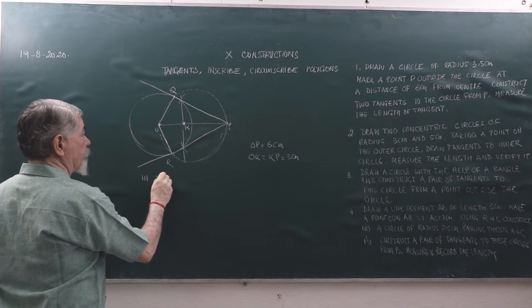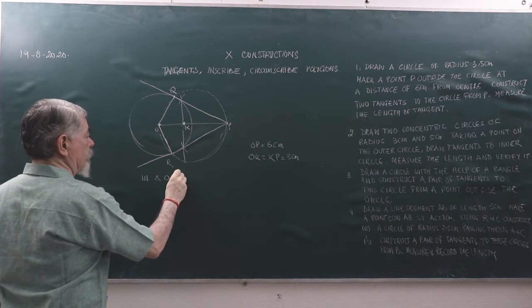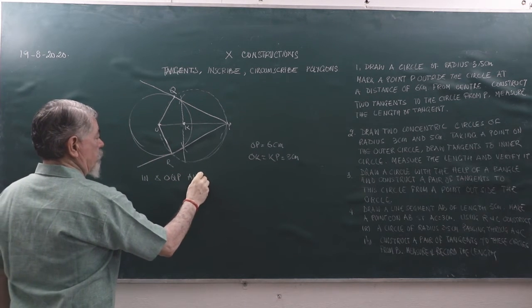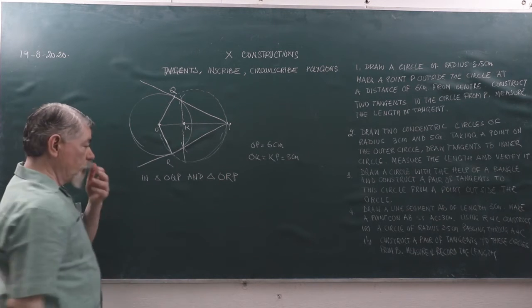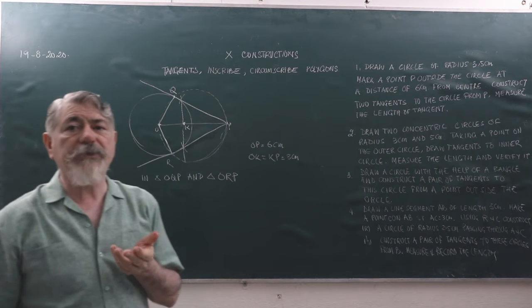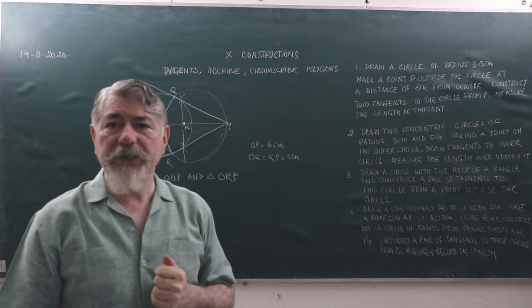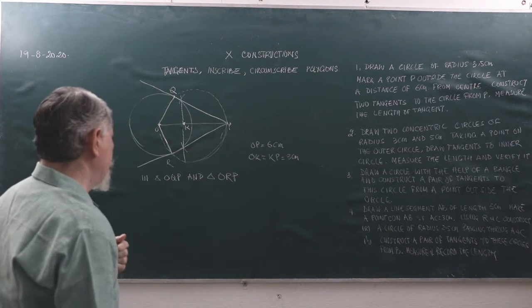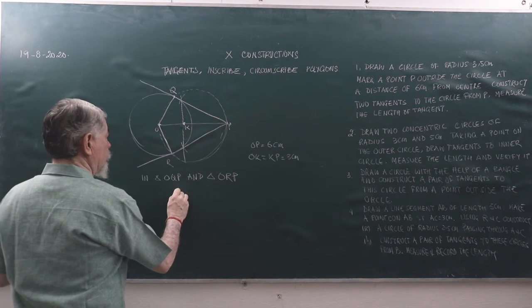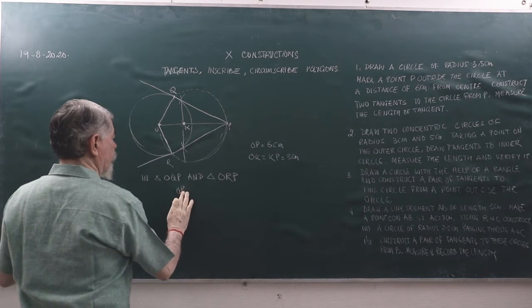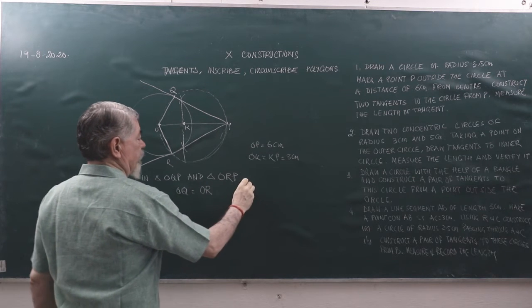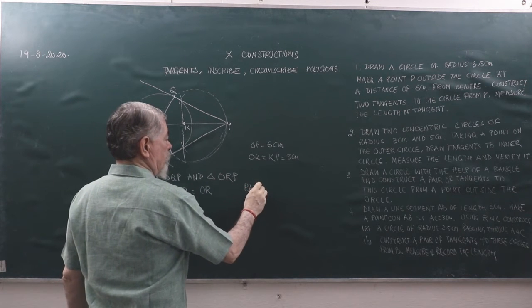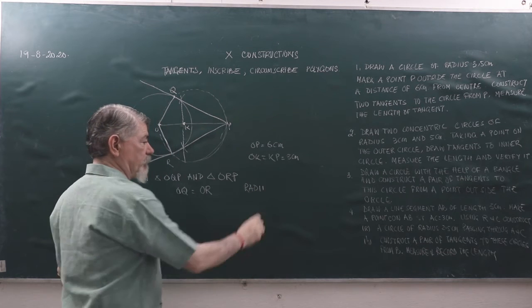In triangle OQP and triangle ORP, these are the 2 triangles. I will prove these 2 triangles to be congruent. How will I prove them to be congruent? I will say that OQ is equal to OR, radii. They are radii of the same circle.